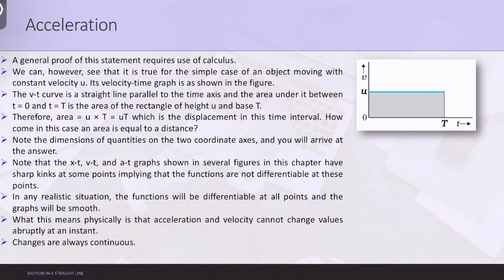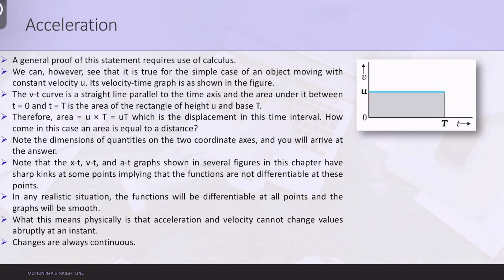What does it mean by constant velocity? In any given time interval, the velocity is always the same. If it is always the same, we say that it is having uniform velocity, or constant velocity. So we can see that it is true for a simple case of an object moving with constant velocity u. Its velocity time graph is as shown in the figure.